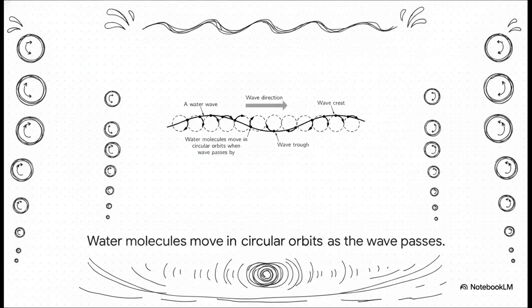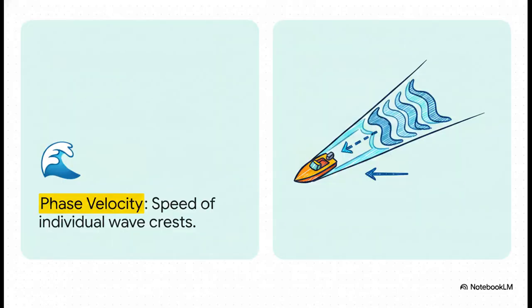Because water is essentially incompressible, the molecules can't just bunch up together, and they can't simply move straight up and down either, because the water has to go somewhere. So what happens is the molecules actually move in circular orbits. It's this beautiful, complex mix of both longitudinal and transverse motions working perfectly together. And as you dive deeper beneath the surface, those circles just get smaller and smaller until the motion practically disappears altogether. But wait, water gets even more complicated.